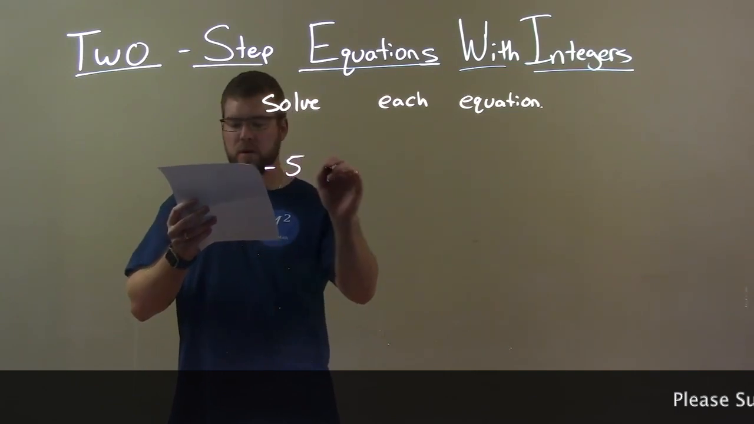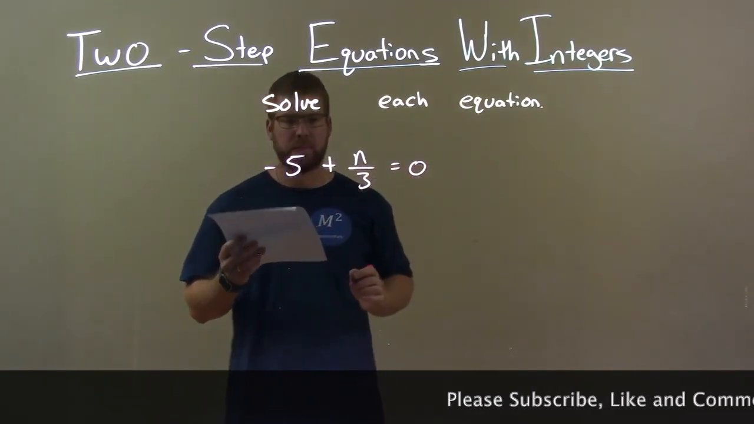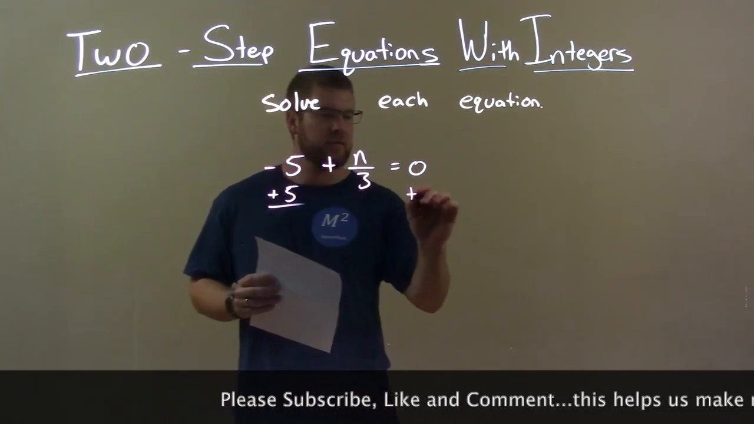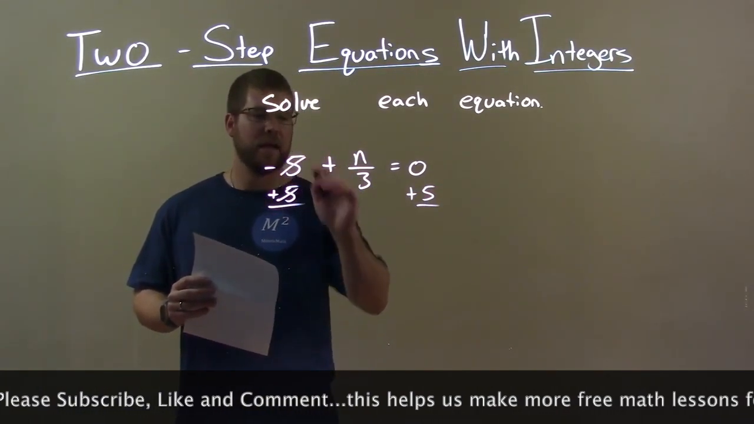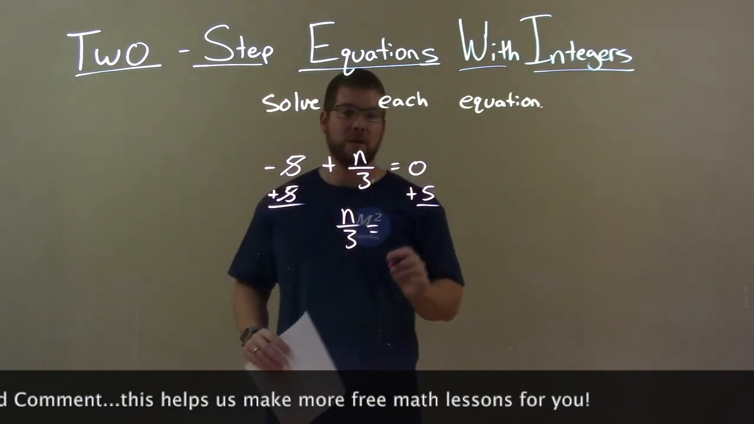Negative 5 plus n over 3 equals 0. First step, I want to add a 5 to both sides. We have a negative 5 there, so opposite of that is a positive 5. That cancels, leaving me n over 3 by itself on the left. 0 plus 5 is 5.